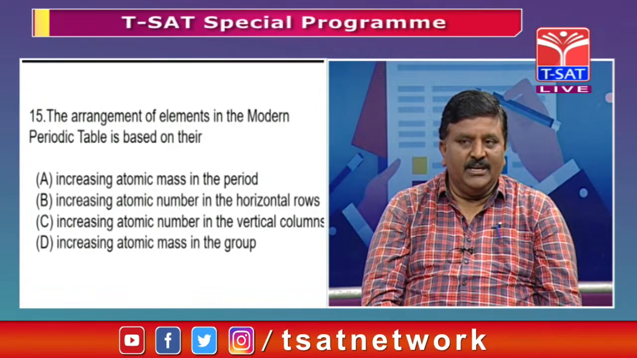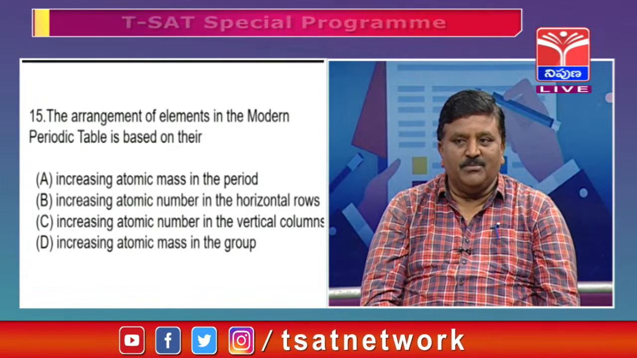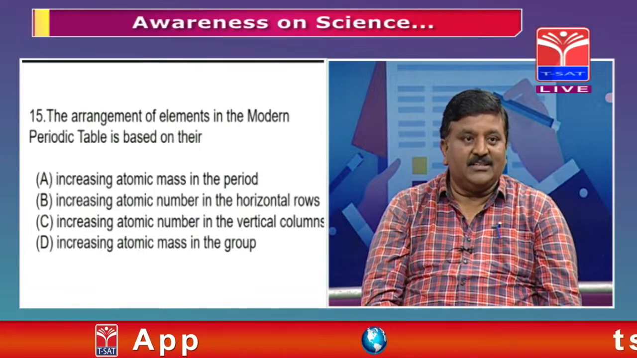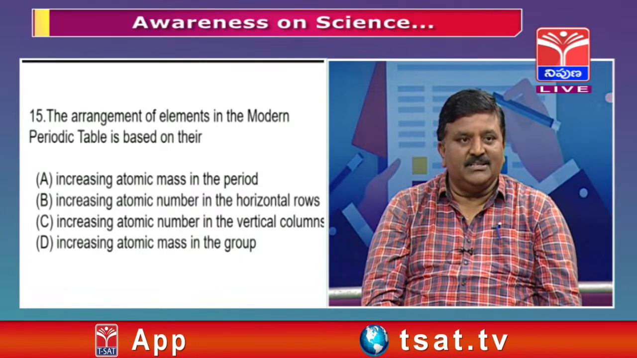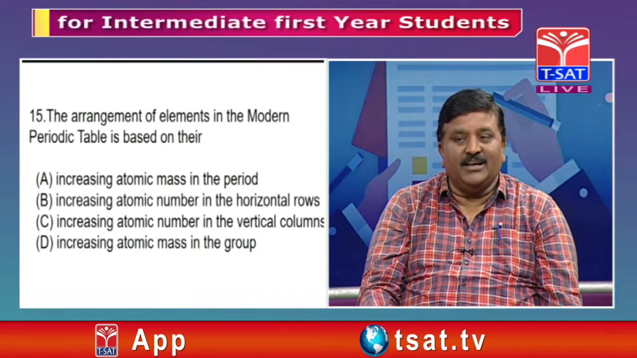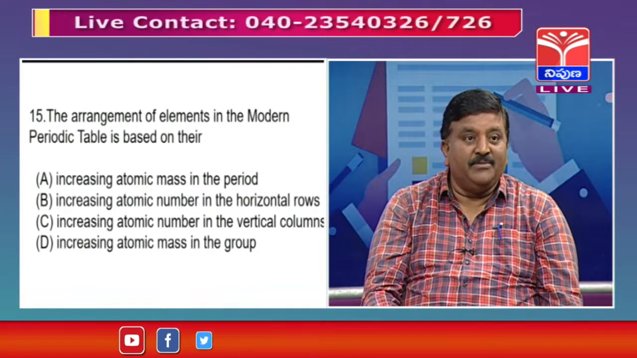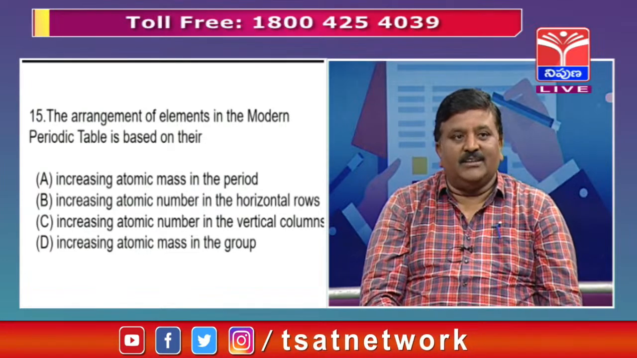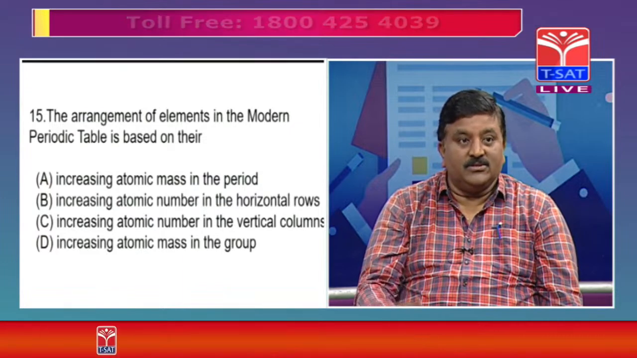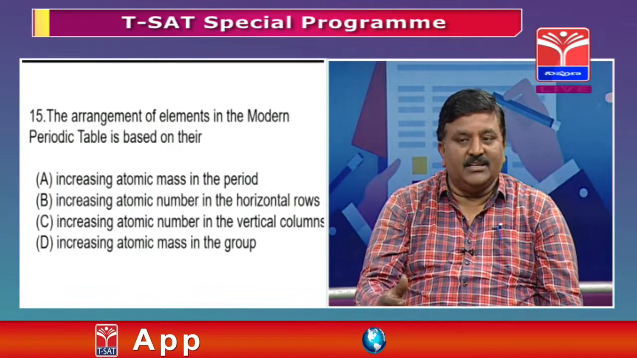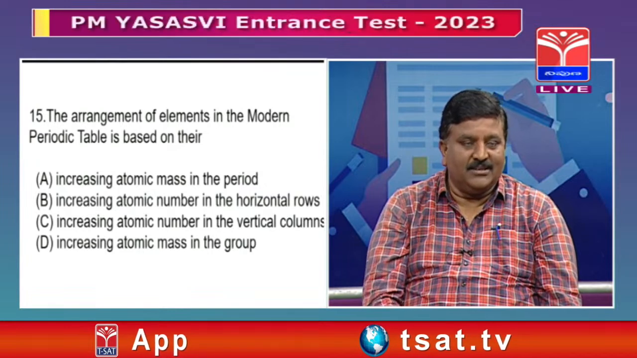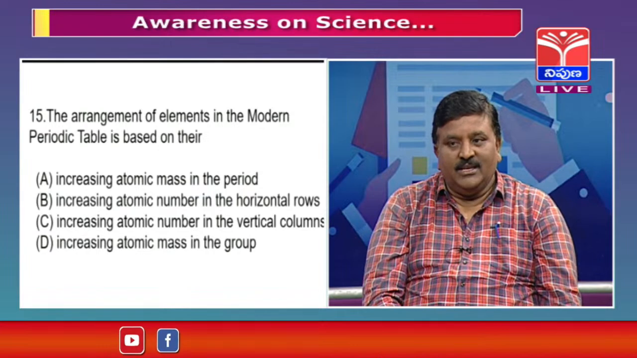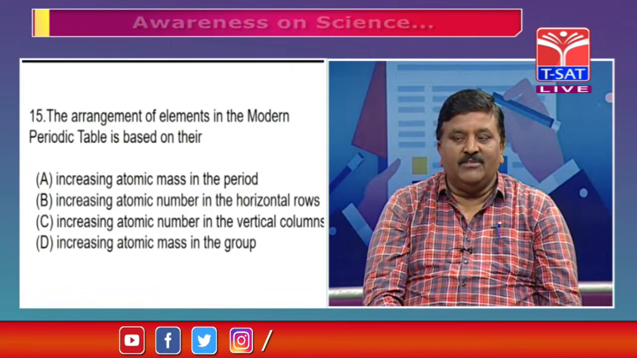Yes. Increasing order of atomic mass in the period, but there are some anomalous elements which have decreasing order. So, some elements do not follow that increasing order. That is why increasing atomic mass in the period is incorrect. Let us see the third one, increasing atomic number in the vertical columns.